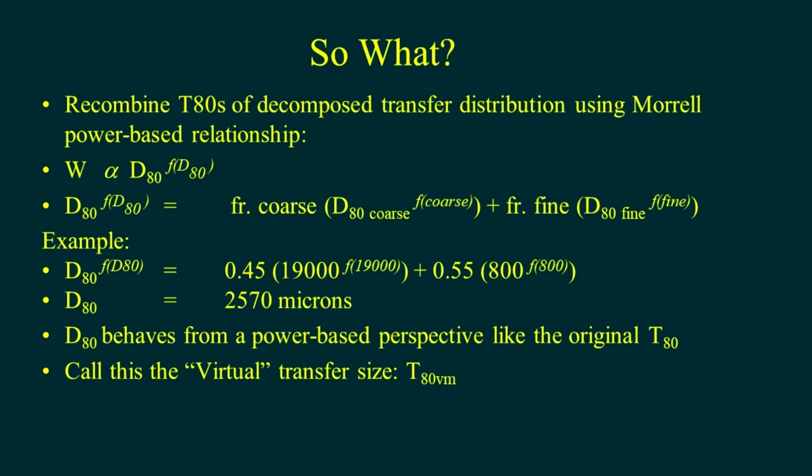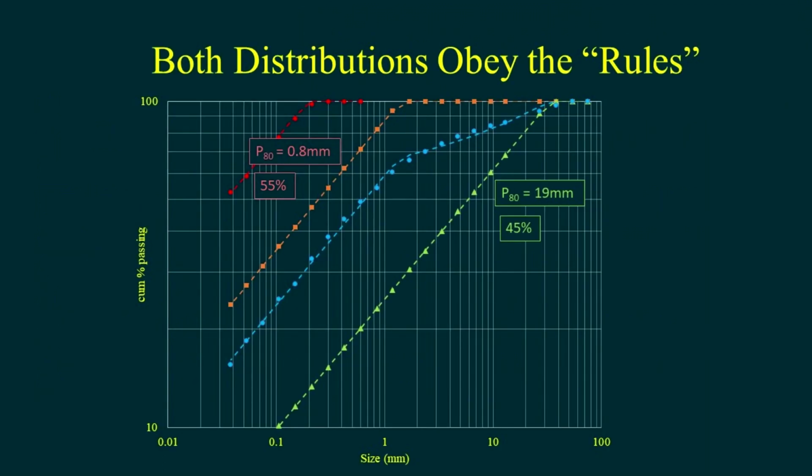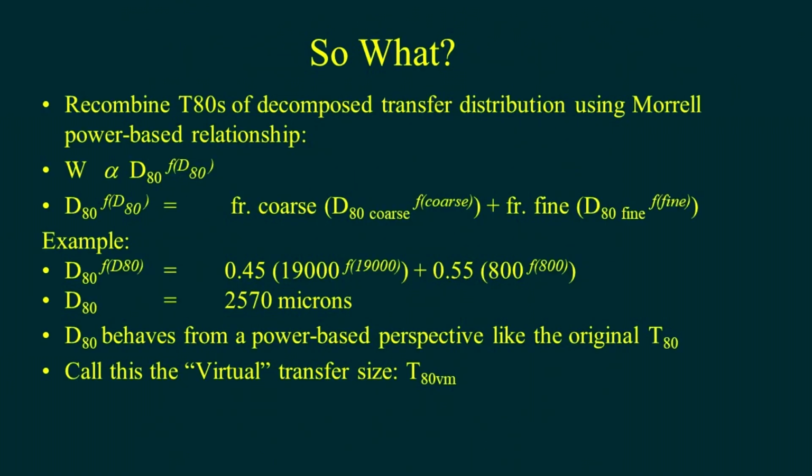Now, I now have two of these distributions. One is the fine one, one is the coarse one. So I can combine them in this equation here: the fraction of the coarse F80, plus whatever that fraction is, plus the fine F80. So if we use that previous graph as a worked example, I'll just go back to it quickly. You can see here the coarse one had a P80 of 19 millimeters, 19,000 microns. The P80 of the fine was 0.8 millimeters, 800 microns. So there are those two numbers in the Morrell equation, 45% of that, 55% of that.